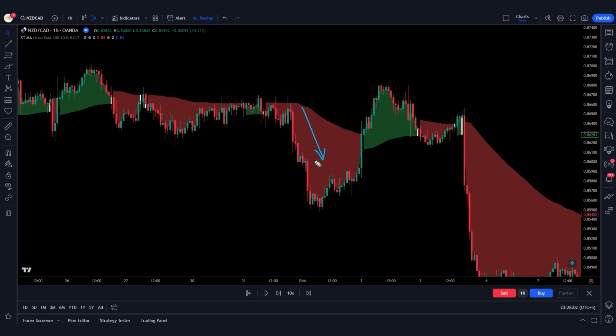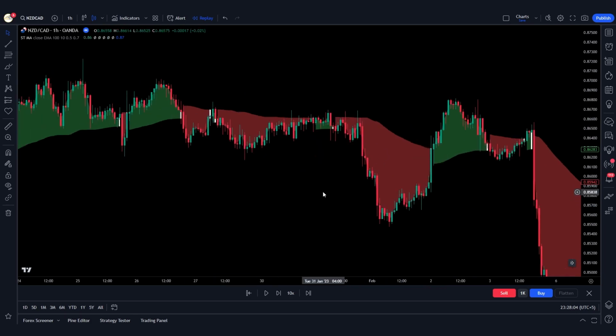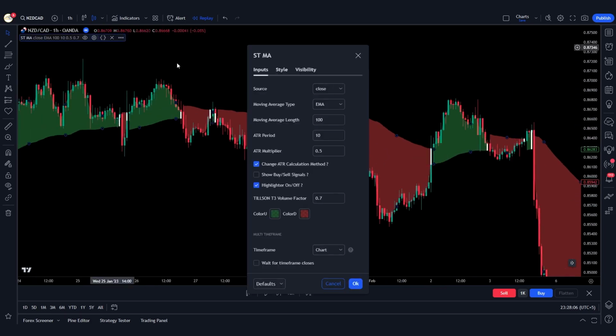So this trading strategy, as I said, is very simple, but if we go towards the indicator settings, we can see a lot of customizations that we can do. For example, first of all, we can choose the source, and in our case, we're going to keep the source to the close.